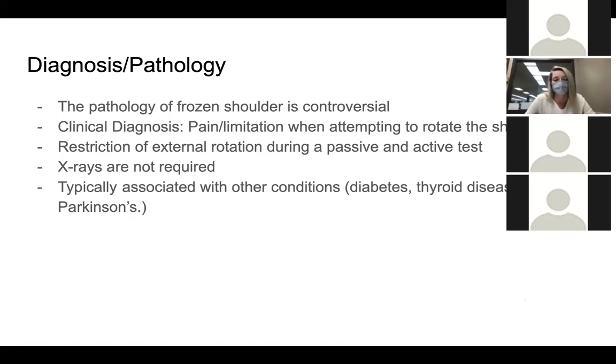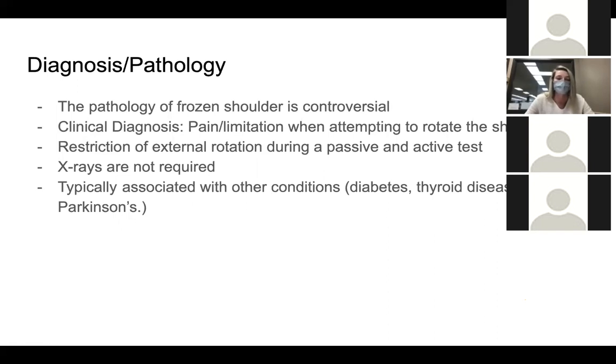Now, you do not get an x-ray to diagnose frozen shoulder. If you were to do an x-ray, you'll notice a very normal looking glenohumeral joint. It's not going to be inflamed or look torn or anything like that. It's going to look like the average person's would.